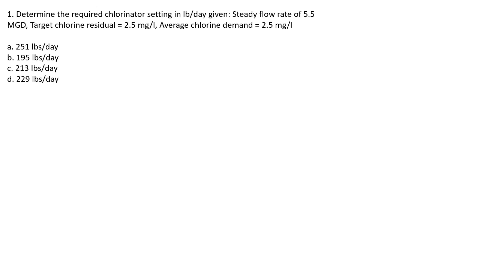Question 1. Determine the required chlorinator setting in pounds per day given the following. Steady flow rate of 5.5 million gallons a day. Target chlorine residual is equal to 2.5 milligrams per liter. The average chlorine demand is 2.5 milligrams per liter. A. 251 pounds per day. B. 195 pounds per day. C. 213 pounds per day. Or D. 229 pounds per day.